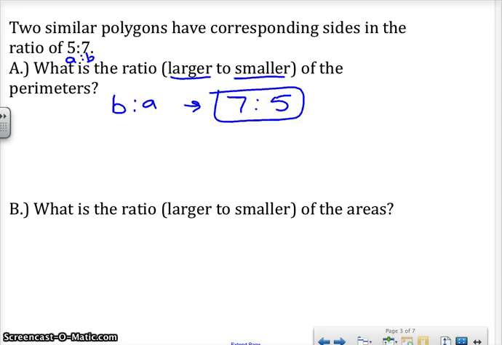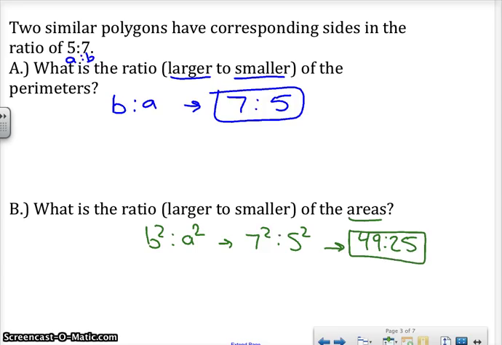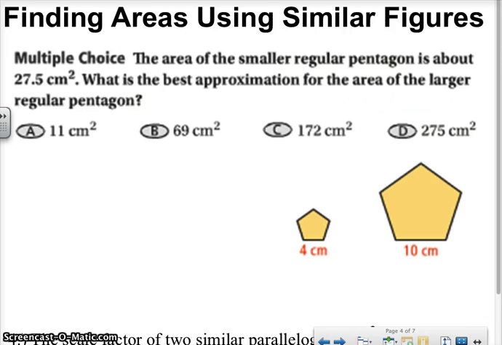the ratio larger to smaller of the areas, well then I need b squared to a squared. In other words, I need 7 squared to 5 squared, or I need 49 to 25. Then I would check and see if 49 to 25 simplifies. It does not, so that would be my ratio. Okay? A to b, a squared to b squared. But this time they wanted larger to smaller, so we had to flip the two numbers.